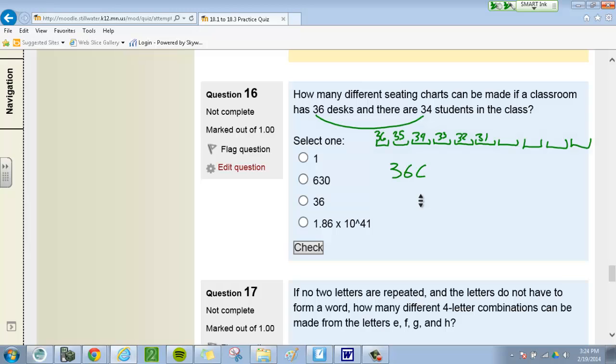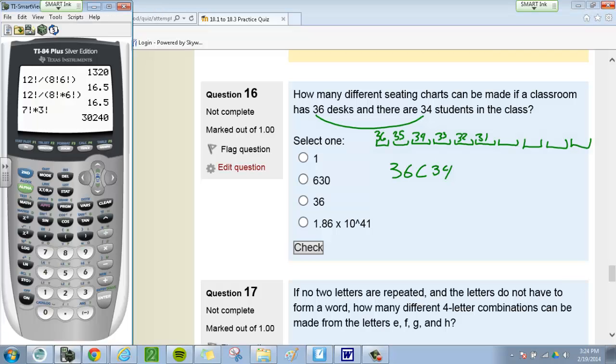You have 36 things. You're choosing 34 things from those 36. How many different ways can you choose 34 from this 36? So 36, math, go over there, choose 34. And we get 630. There we go. 630 ways. Gosh, what was I doing wrong? My bucket thing wasn't seeming to work. How was I doing that one wrong? Let me take a look at that.